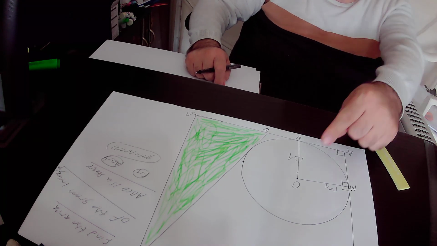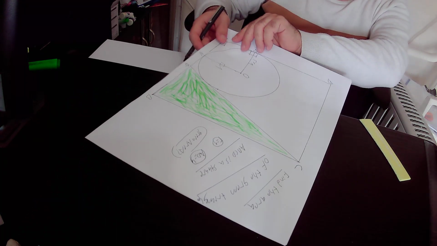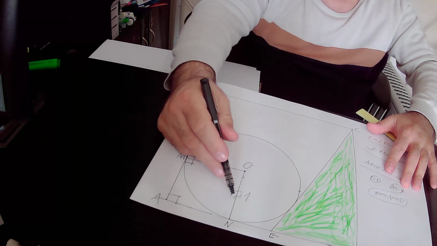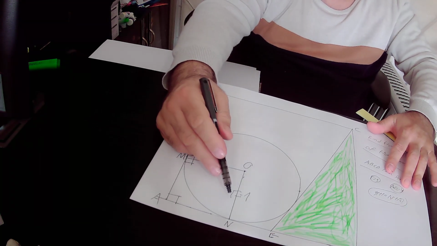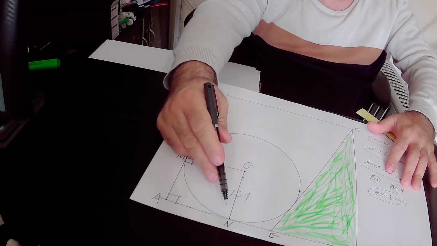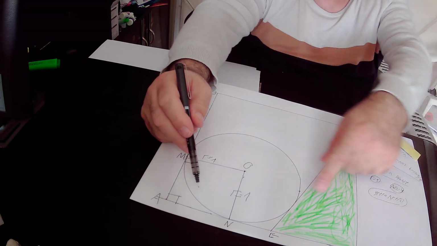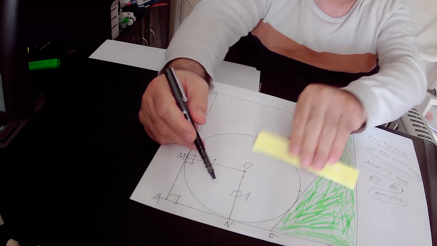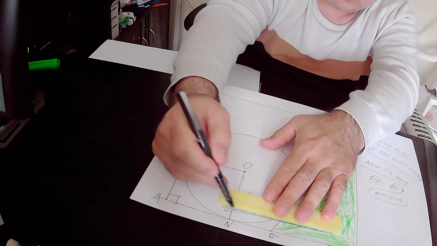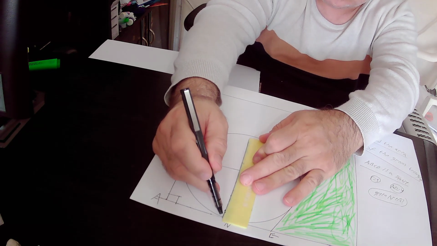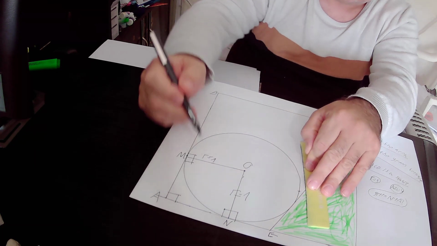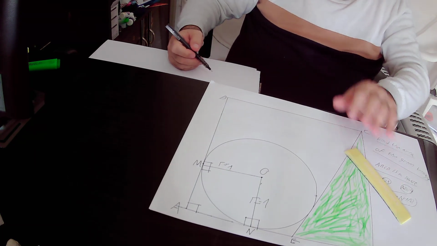And here we have this radius, the radius ON. It is drawn to the point of tangency, that is to say, it is drawn to point N, the point of tangency of tangent AB with this circle. Therefore, according to rule number 1, this angle will be equal to 90 degrees, and this angle also will be equal to 90 degrees. Okay?